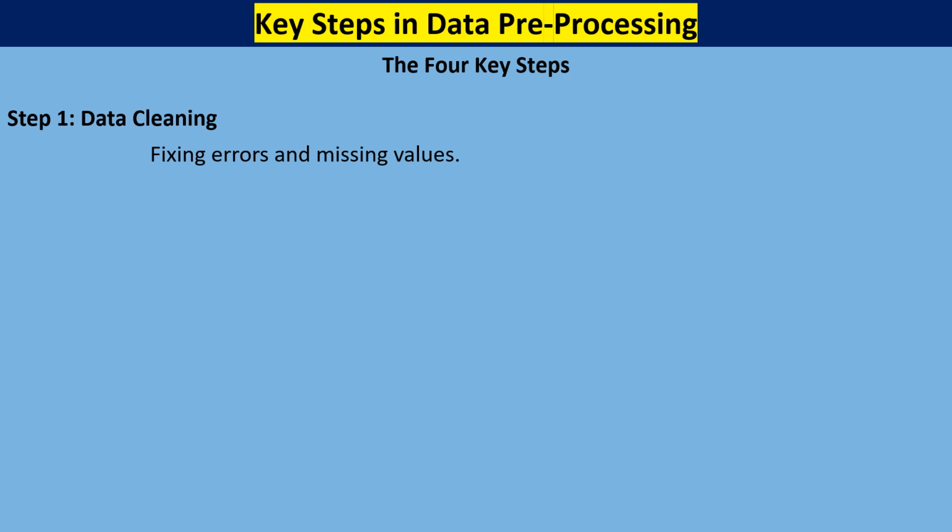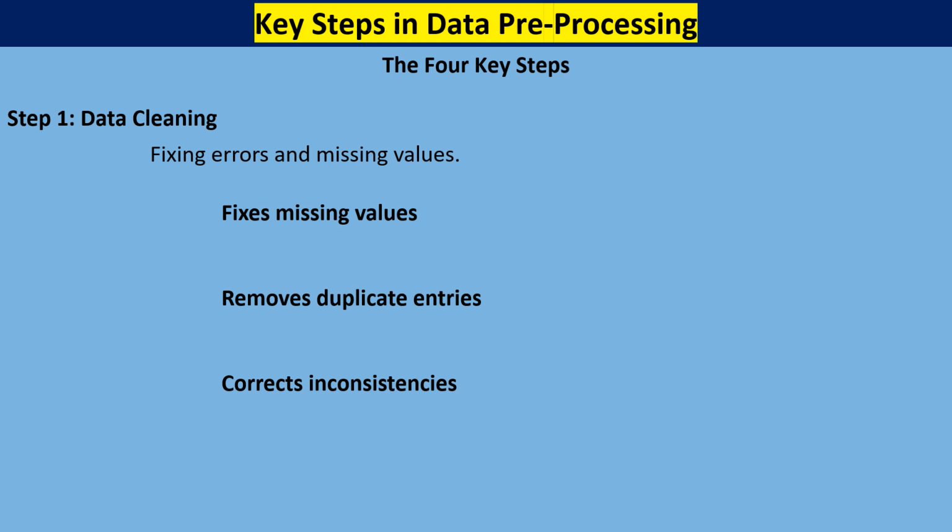Step 1, data cleaning, fixing errors and missing values. Fix missing values, filling missing sales data with the average. Remove duplicate entries, deleting repeated customer names. Correct inconsistencies, converting all data formats to one standard. I have two examples, one for the wardrobe, cleaning, remove old damaged clothes, and for an online store, missing order data means we can't track customer preferences accurately.